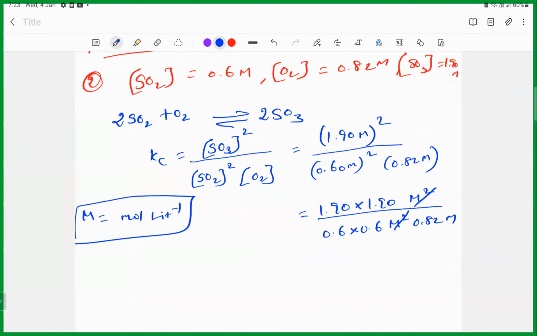1.9 into 1.9 divided by 0.6 into 0.6 into 0.82. That value becomes 12.2289 and M power minus 1. So M is moles per liter. Then it becomes 12.229 because I'm changing 8 to 9. So 12.229 liter per mole. Okay, this is how you have to do this problem.